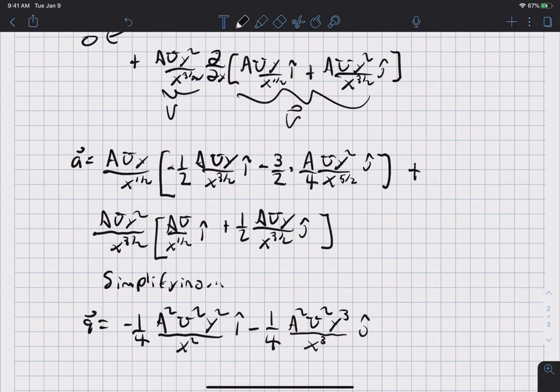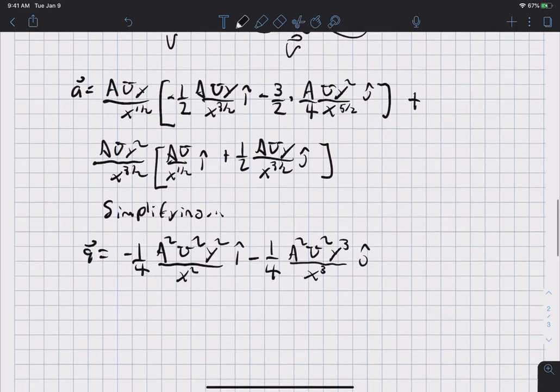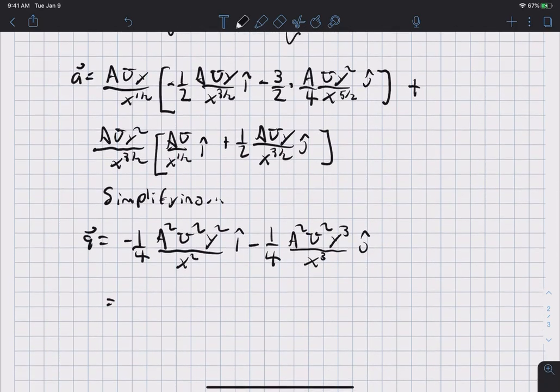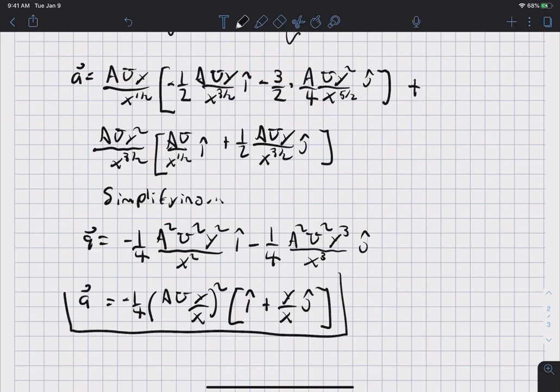Well, there are a lot of common terms here, so we can simplify them out. So this equals minus 1/4. We can factor out an a squared, u squared, y squared over x squared, times a u y over x squared times i hat plus y over x j hat. And so that is what the acceleration in symbolic form is for this flow field.